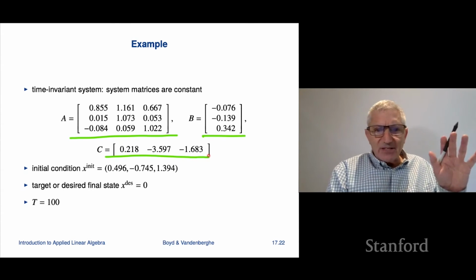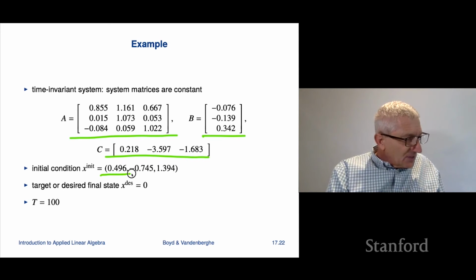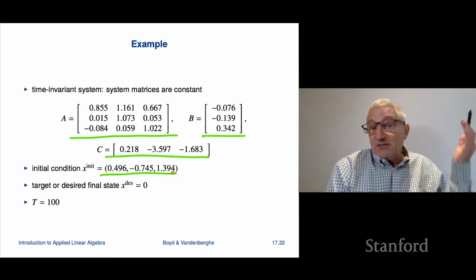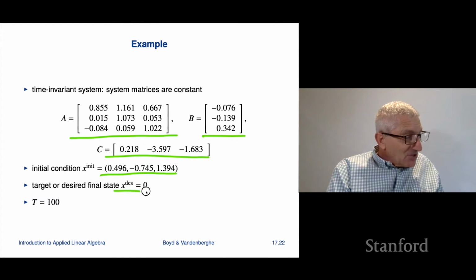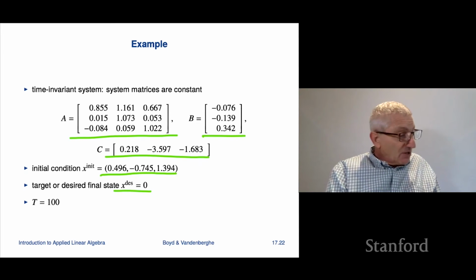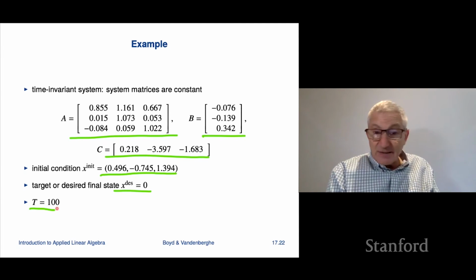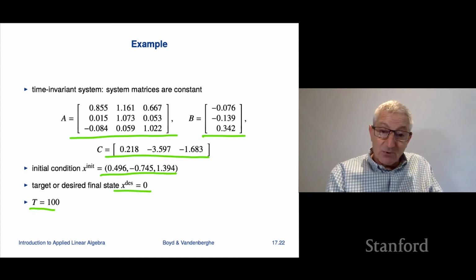Again, not that any of this would mean anything to you, but it's a small example. Here's the initial condition, probably generated randomly, just to give you a rough idea. And then the final state that we're going to take you to is 0, and we're going to do that in 100 time steps. Okay, so that's what we're going to do. In 100 time steps, we're going to take you to 0.